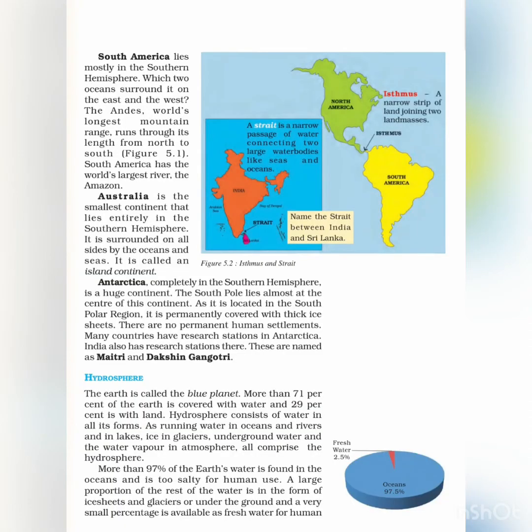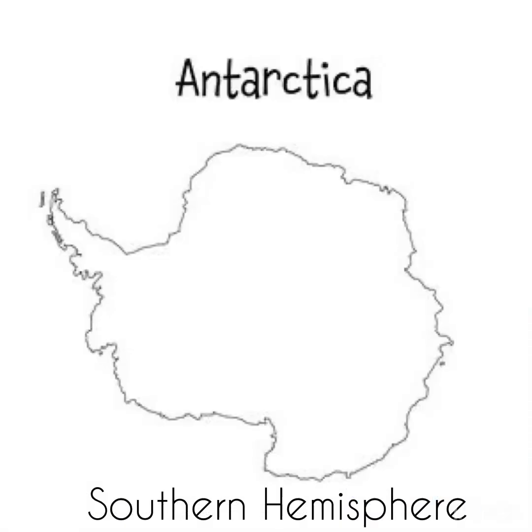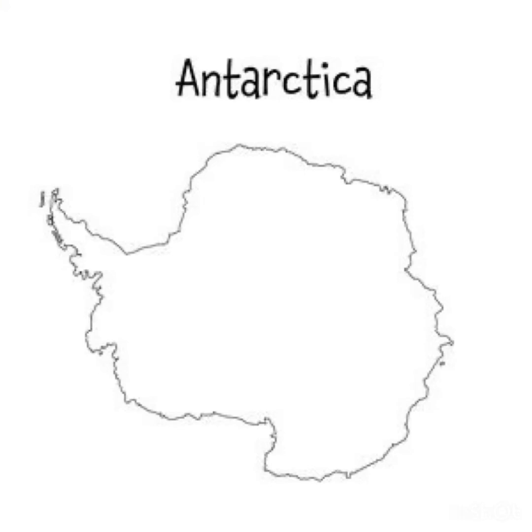Next and last continent is Antarctica. Antarctica lies completely in the southern hemisphere. The South Pole lies almost at the center of this continent. A thick layer of ice is permanently found on this continent. It is the only uninhabited continent in the world. There is no permanent human settlement here. India and many other countries have set up their research centers on it. Maitri and Dakshin Gangotri are the main research stations of India at Antarctica.